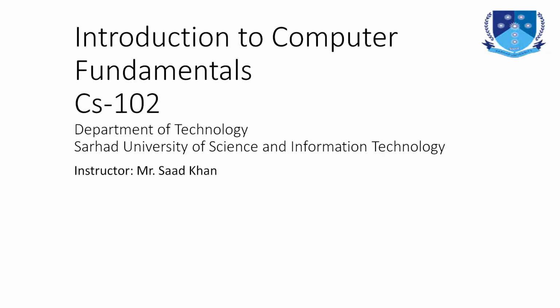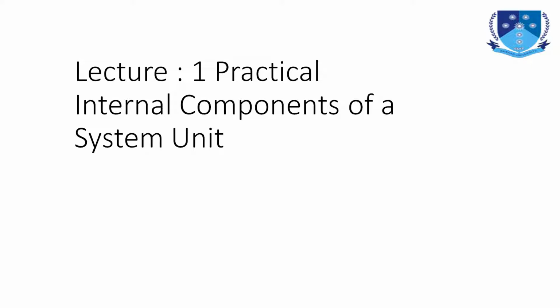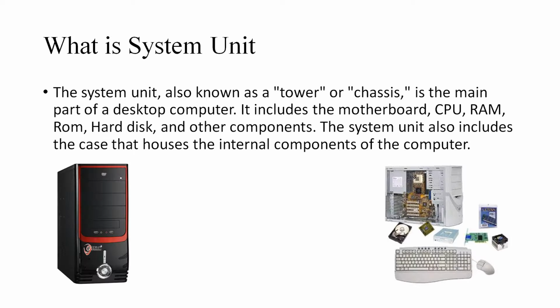Today the topic that we are going to discuss is our first practical, internal components of a system unit. Okay, so what is basically a system unit? A system unit, also known as a tower or chassis, is the main part of a desktop computer. There is a main difference between a system unit and a CPU.